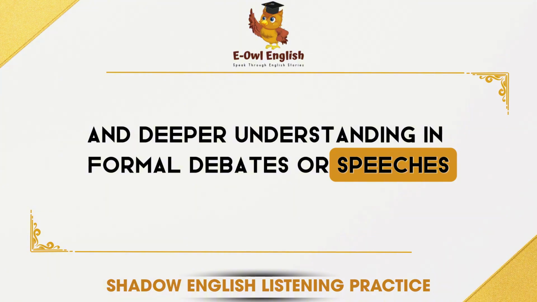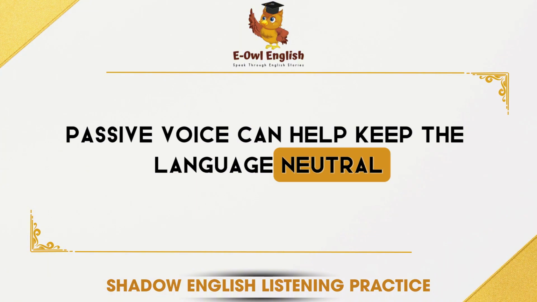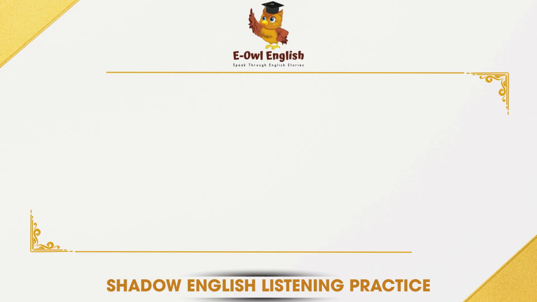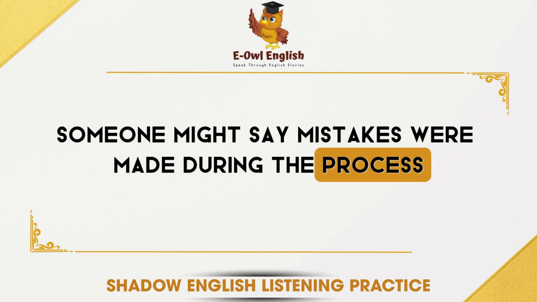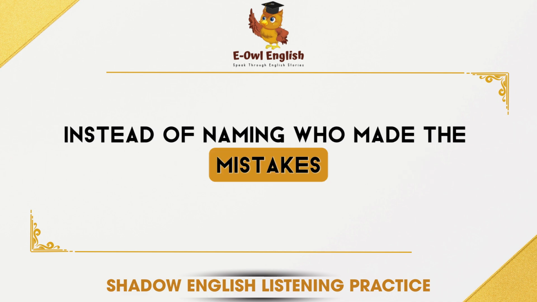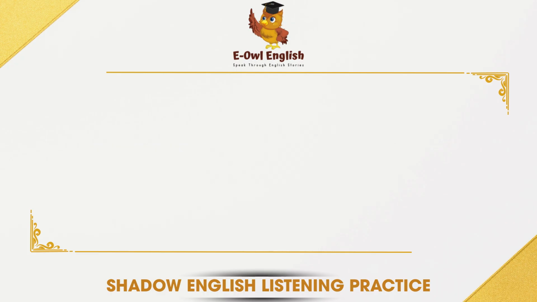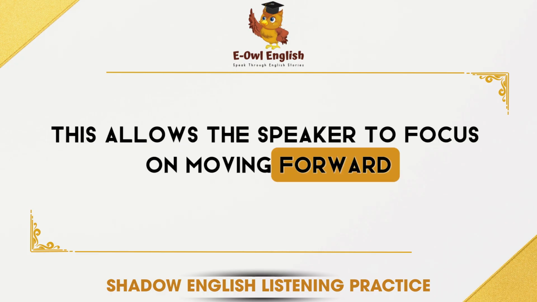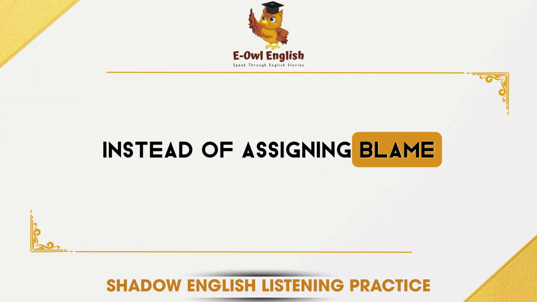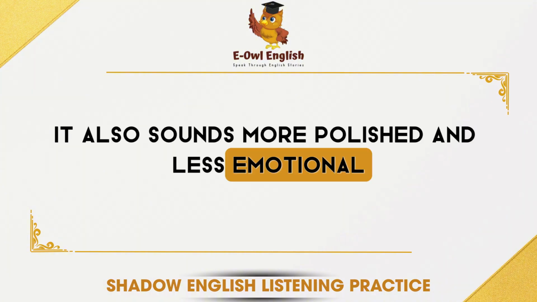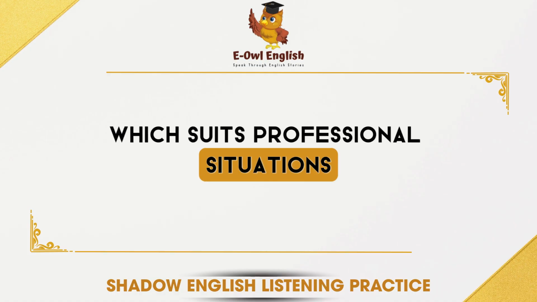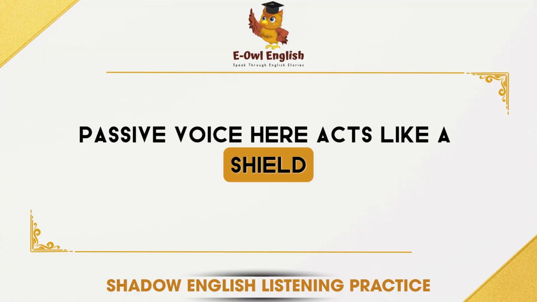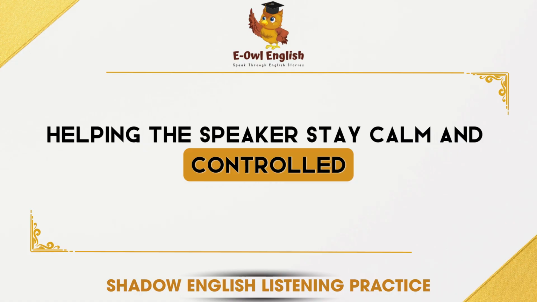In formal debates or speeches, passive voice can help keep the language neutral. For example, someone might say, "mistakes were made during the process," instead of naming who made the mistakes. This allows the speaker to focus on moving forward instead of assigning blame. It also sounds more polished and less emotional, which suits professional situations. Passive voice here acts like a shield, helping the speaker stay calm and controlled.